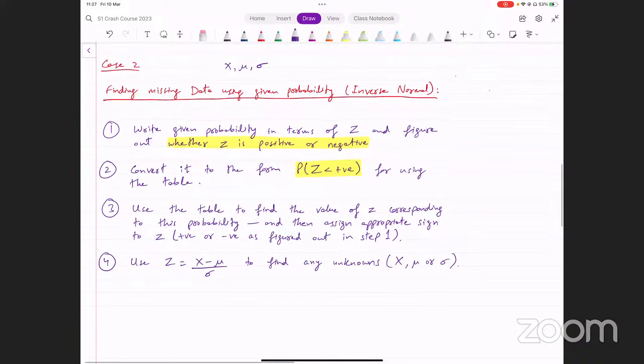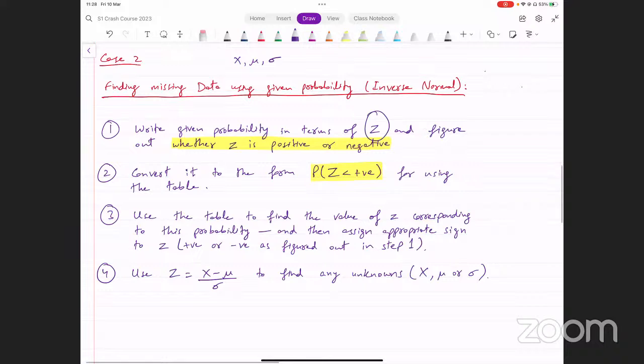How do you start? You start by writing the given probability in terms of z first of all. It was initially in terms of x. You write that in terms of z first of all. And then you figure out whether z is positive or negative. Okay, that's the first thing you do. You look at the curve and figure out where you can place z, whether on the positive side or on the negative side. Once you figure that out, you convert it to standard form because that is what you need for the table. Okay, you convert it to standard form.